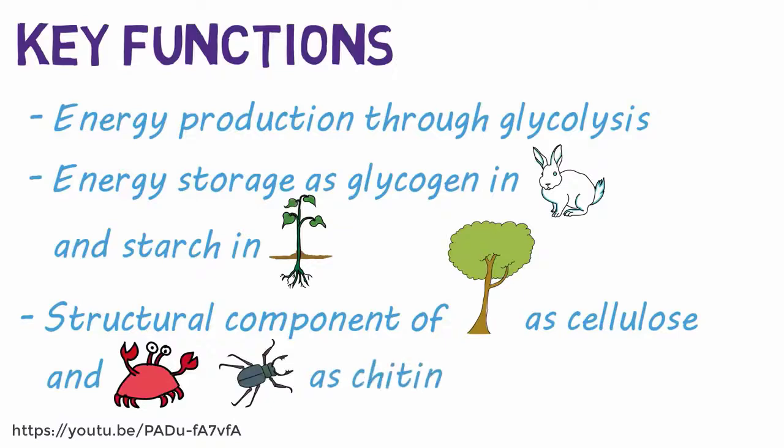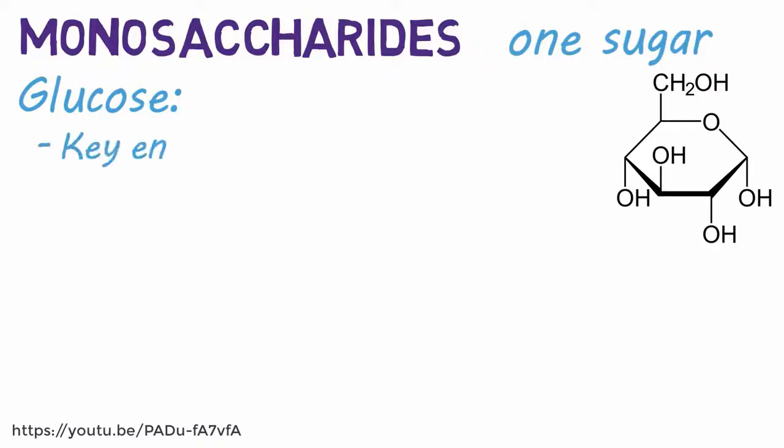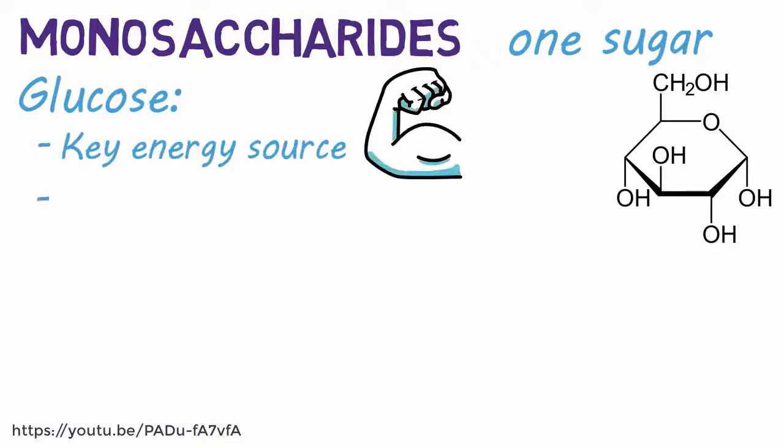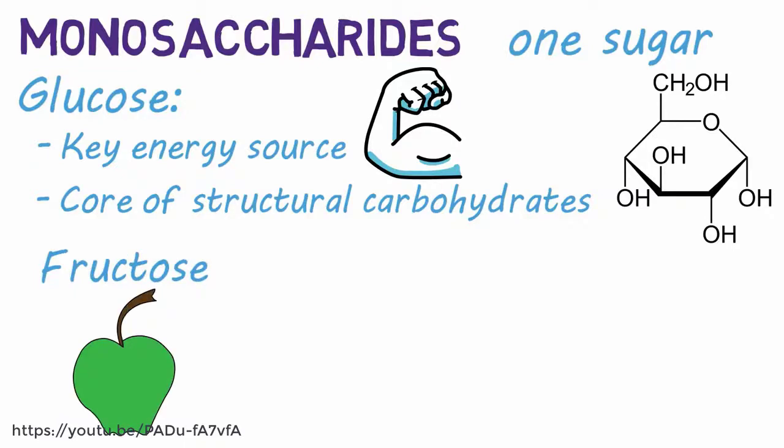insects as chitin. The simplest form of carbohydrates are called monosaccharides. Mono means one, and saccharide means sugar, so a monosaccharide is a single carbohydrate molecule. Examples include glucose, an important simple sugar that is a key energy source in living organisms and the core of many structural carbohydrates. Fructose is a sugar found in many fruits.